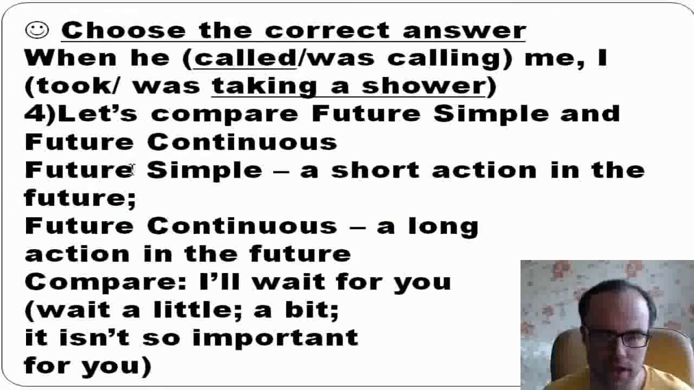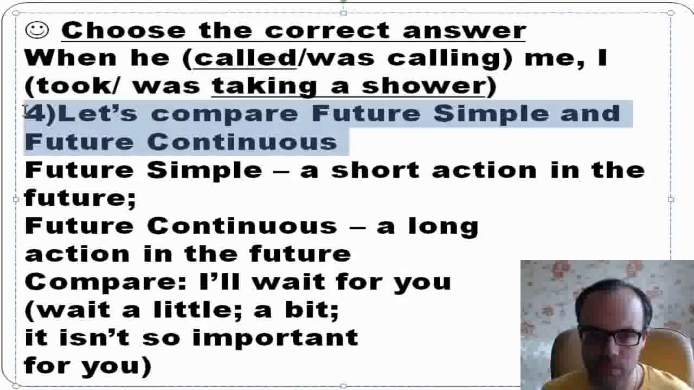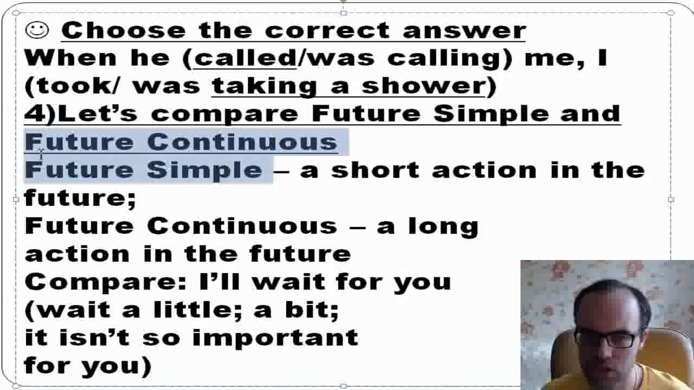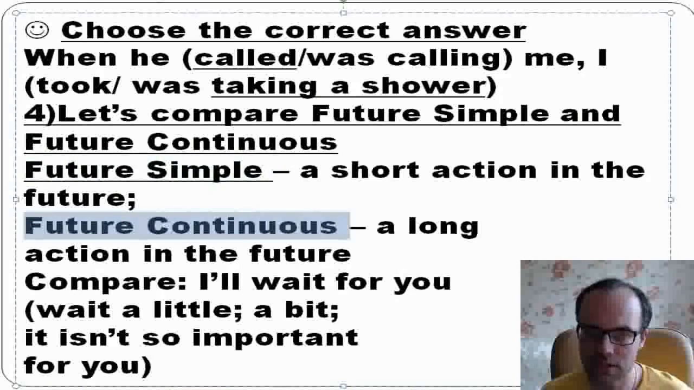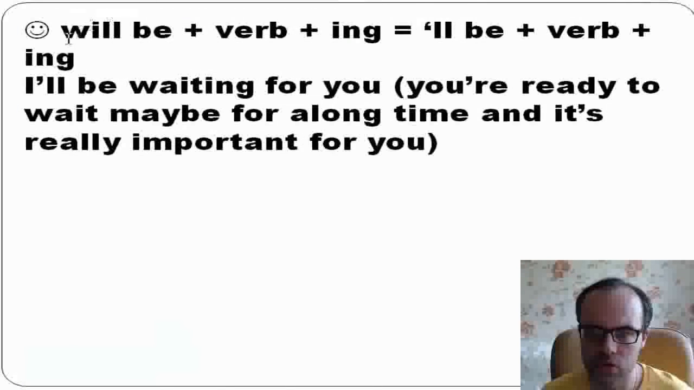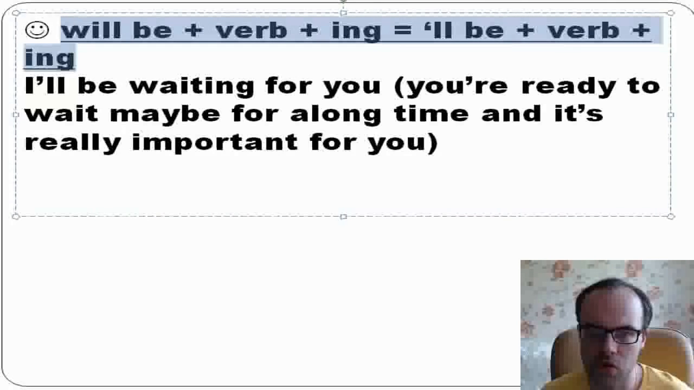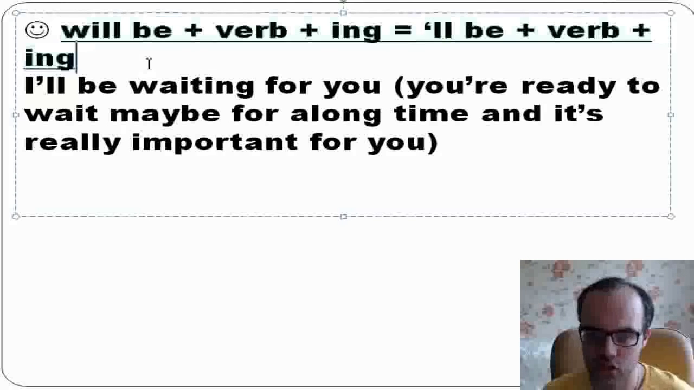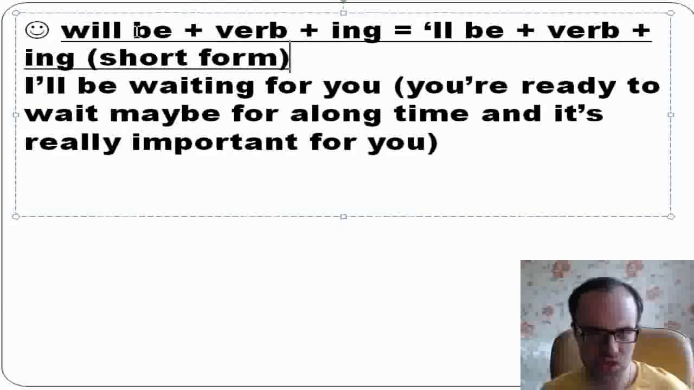Okay, so yeah. When he called me, I was taking a shower. So let's compare future simple and future continuous. Future simple is a short action in the future, and future continuous is a long action in the future. Please compare. I'll wait for you. So it means maybe I'll wait a little, a bit. It isn't so important for you. And if we use future continuous, it's will be plus verb plus ing, or we can also use a short form, and we often use it in spoken English.